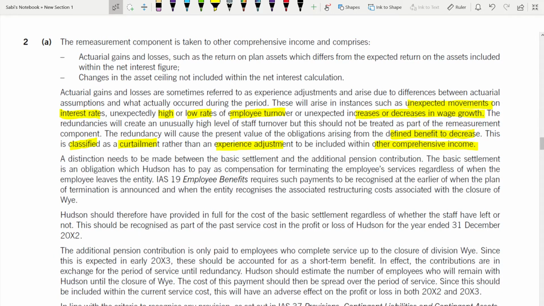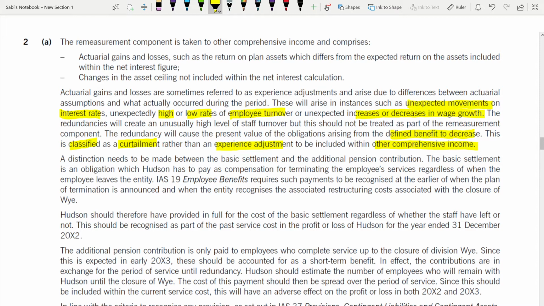Now, when you're talking about this, you have to mention IAS 19, employee benefits. You have to bring the standard in here. A distinction needs to be made between basic settlement and additional pension contribution. First, you have to differentiate these two. The basic settlement is an obligation which Hudson has to pay as compensation for terminating the employee's services, regardless of when the employee leaves the entity. Understood? IAS 19 employee benefits requires such payments.